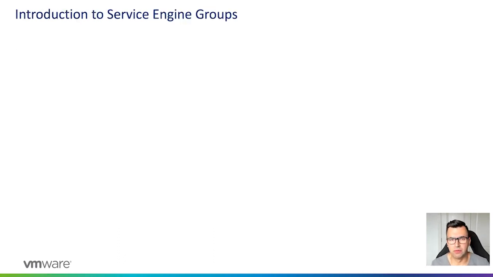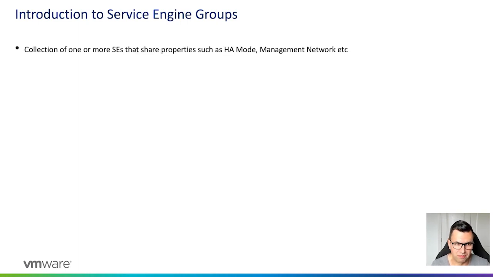Now, we just mentioned the service engine groups. Let's talk about what they are. It's a collection of one or more service engines that share properties. It has a high availability mode and a management network, which defines where those service engines are placed in your management plane. It can also have multiple other settings very specific to the configuration of the service engine, like CPU, memory, and disk allocations.